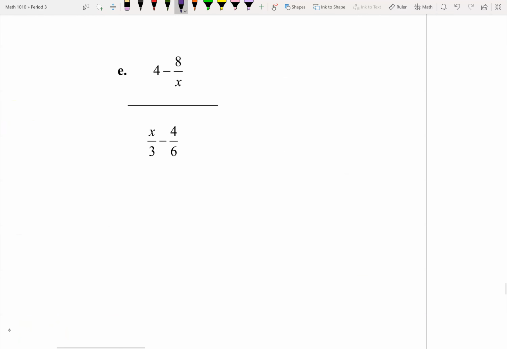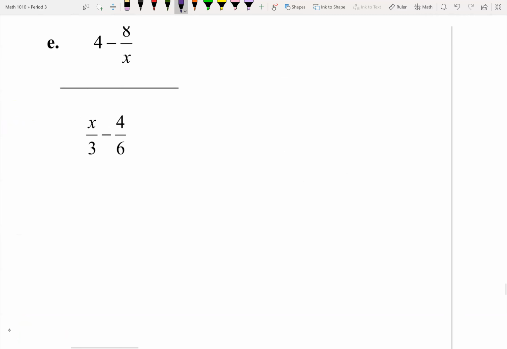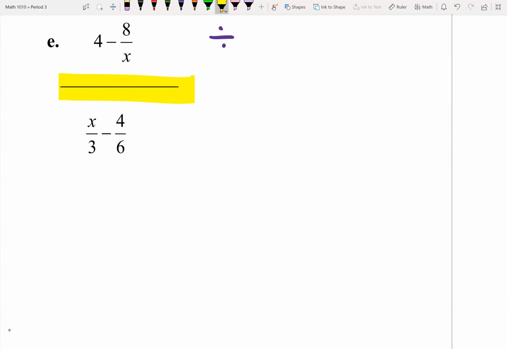Okay, here goes question E. Ready, yes or no, to write that yellow bar as a division symbol? No. Both top and bottom are messed up, okay? Right now, 10 seconds to figure out what the common denominator on the top is going to be. X. That's okay. Amberly, tell us. It's X. You're exactly right. Good. Okay, this right here doesn't have the X.